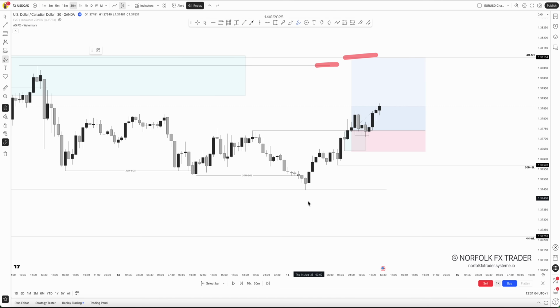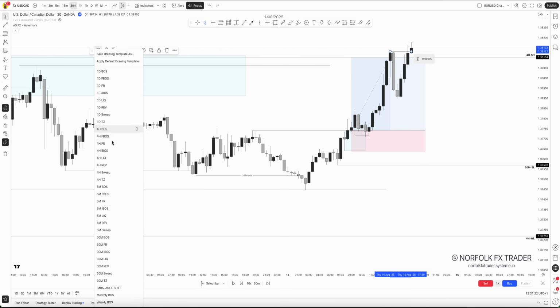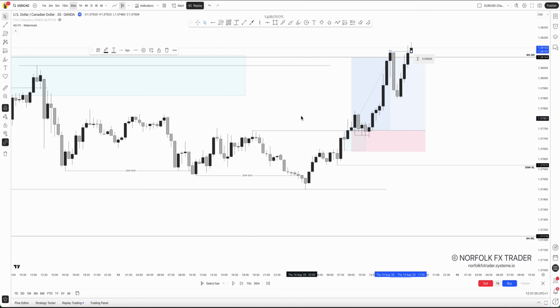Now, we never created a pullback here, so we're still one move up. So what I mean is, at this point in time, we're still one move to the upside. And we're looking for this to continue to run to the upside. And instantly, we see a run. We take the first target and the second target. Then we get a pullback, and now we've seen another continuation with structure to the upside on another 30-minute break.